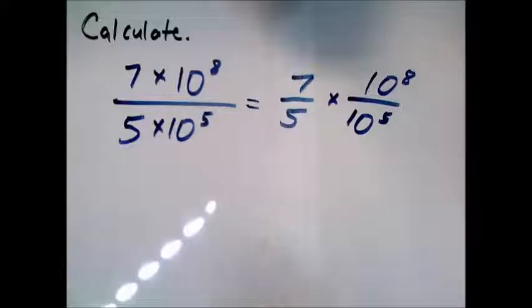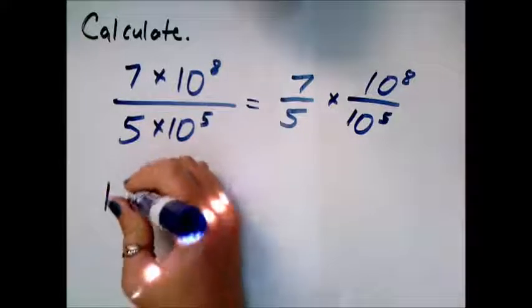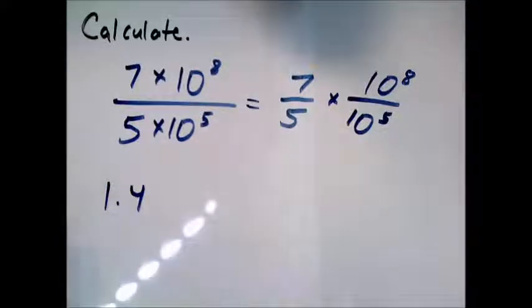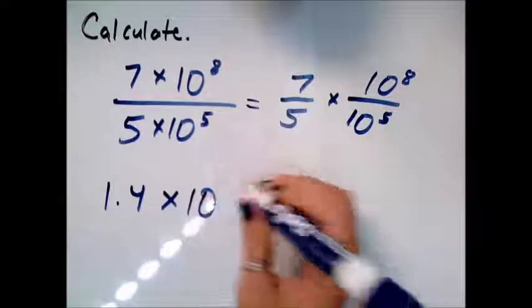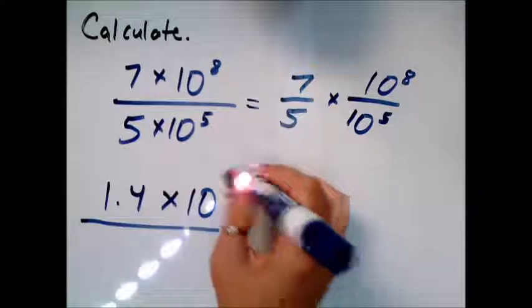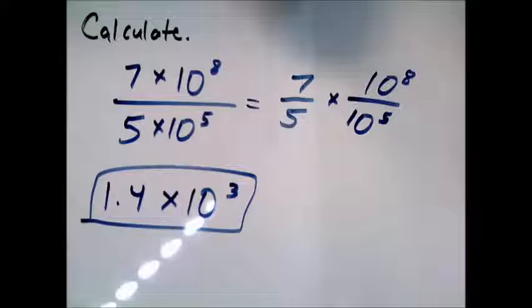It's easier to do 7 divided by 5, which is 1.4. And 10 to the 8th divided by 10 to the 5th is 10 to the 3rd. The 5 on the bottom cancel 5 of the ones on the top. And so you end up with 1.4 times 10 to the 3rd.